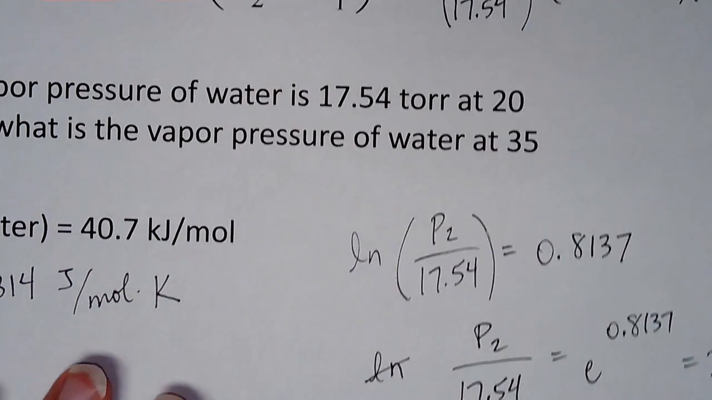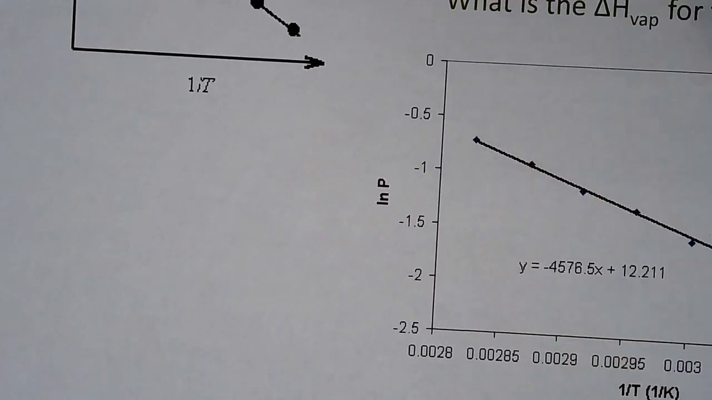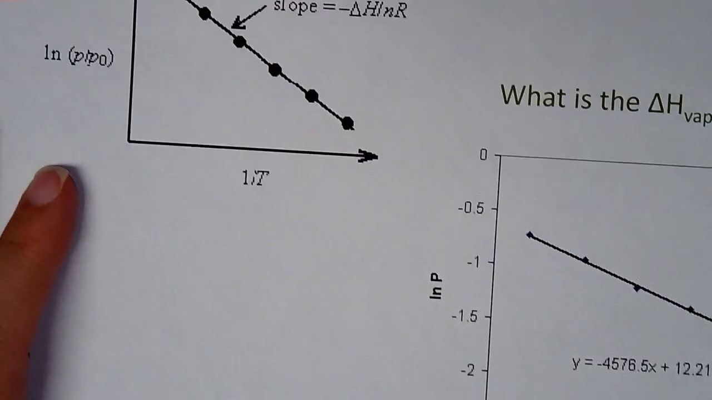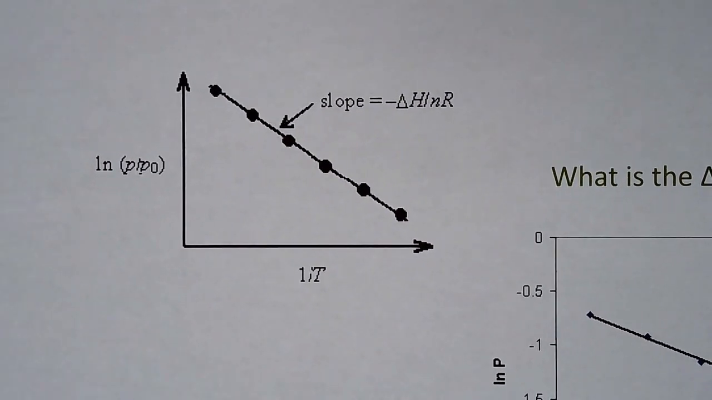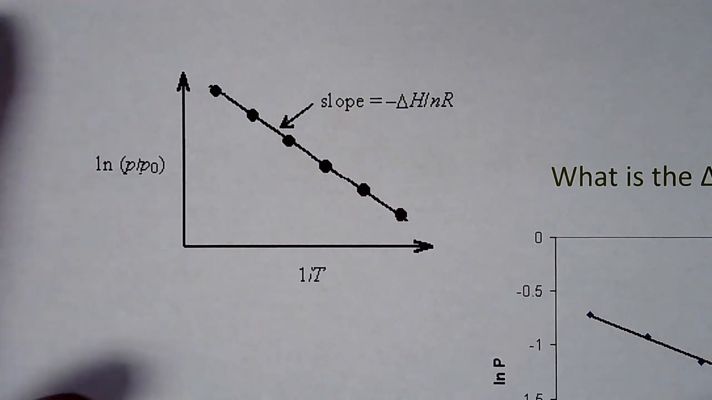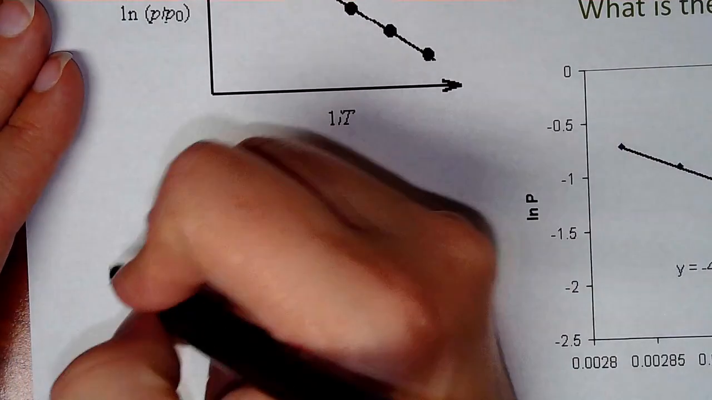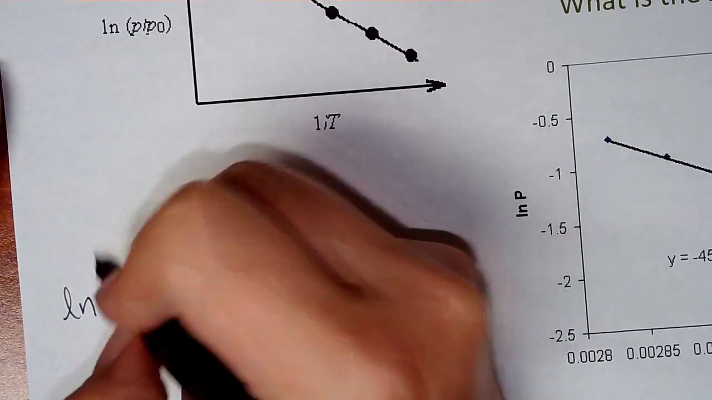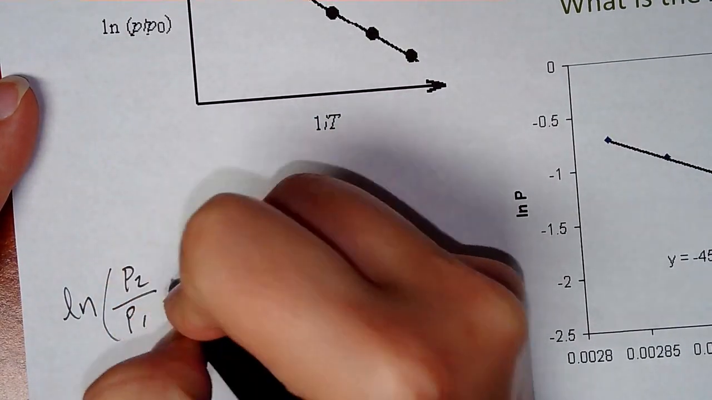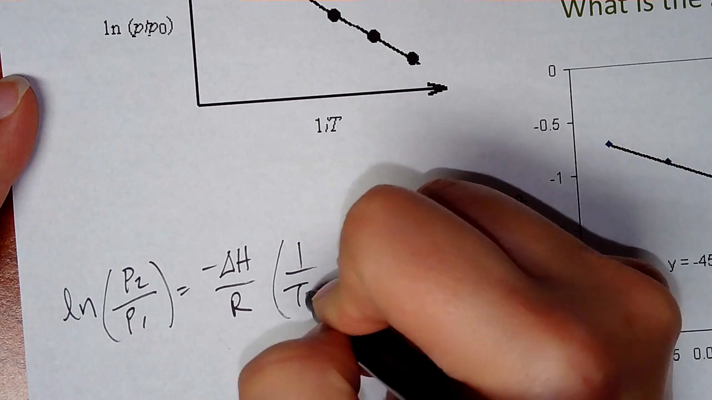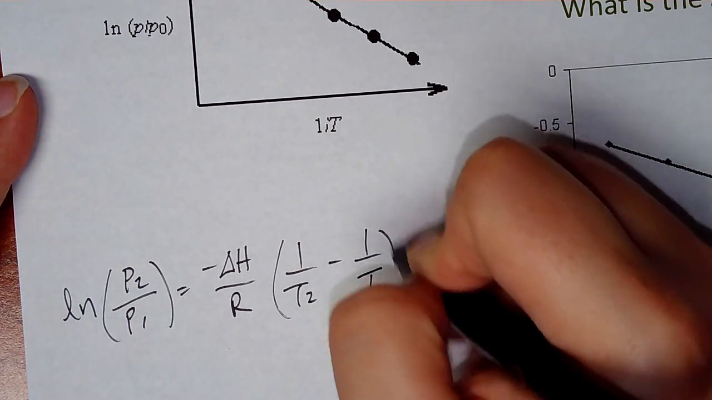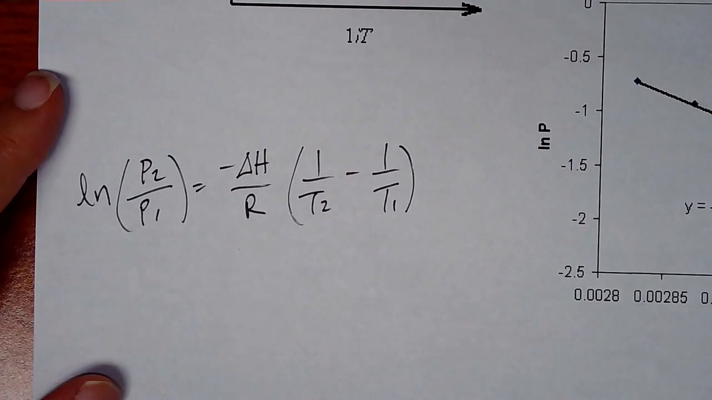Alright, one other thing we want to look at with the Clausius Clapeyron equation is how we can use this in a graph. If we look at the Clausius Clapeyron equation, it's actually the equation of a straight line. So I'm going to write it out again so you can see. ln of our P2 over P1 is equal to negative delta H over R times 1 over T2 minus 1 over T1. So this is our Clausius Clapeyron equation. This is the equation of a straight line.